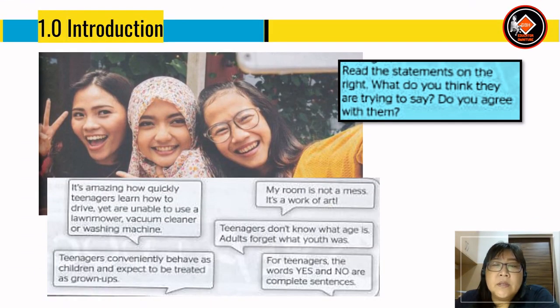Dear pupils, read the statement. What do you think they are trying to say? Do you agree with them? So let's look at the statements. The first one is: amazing how quickly teenagers learn how to drive, yet are unable to use a lawnmower, vacuum cleaner, or washing machine. Teenagers conveniently behave as children and expect to be treated as grown-ups.